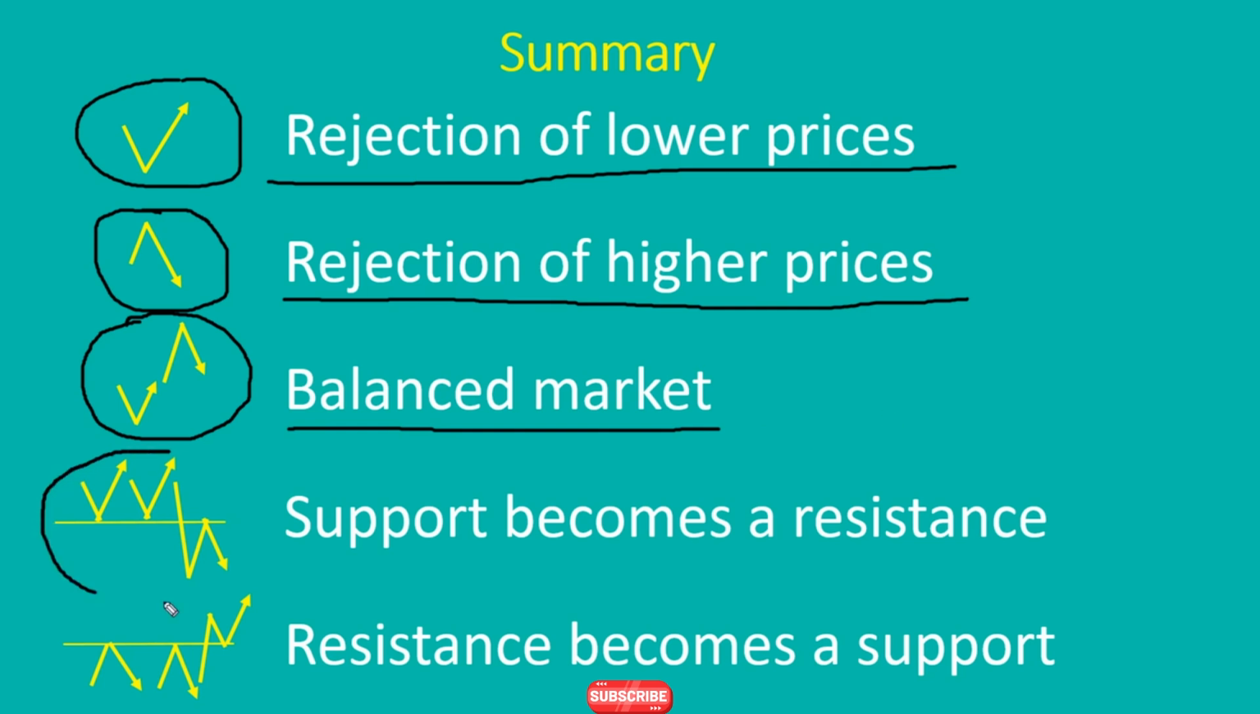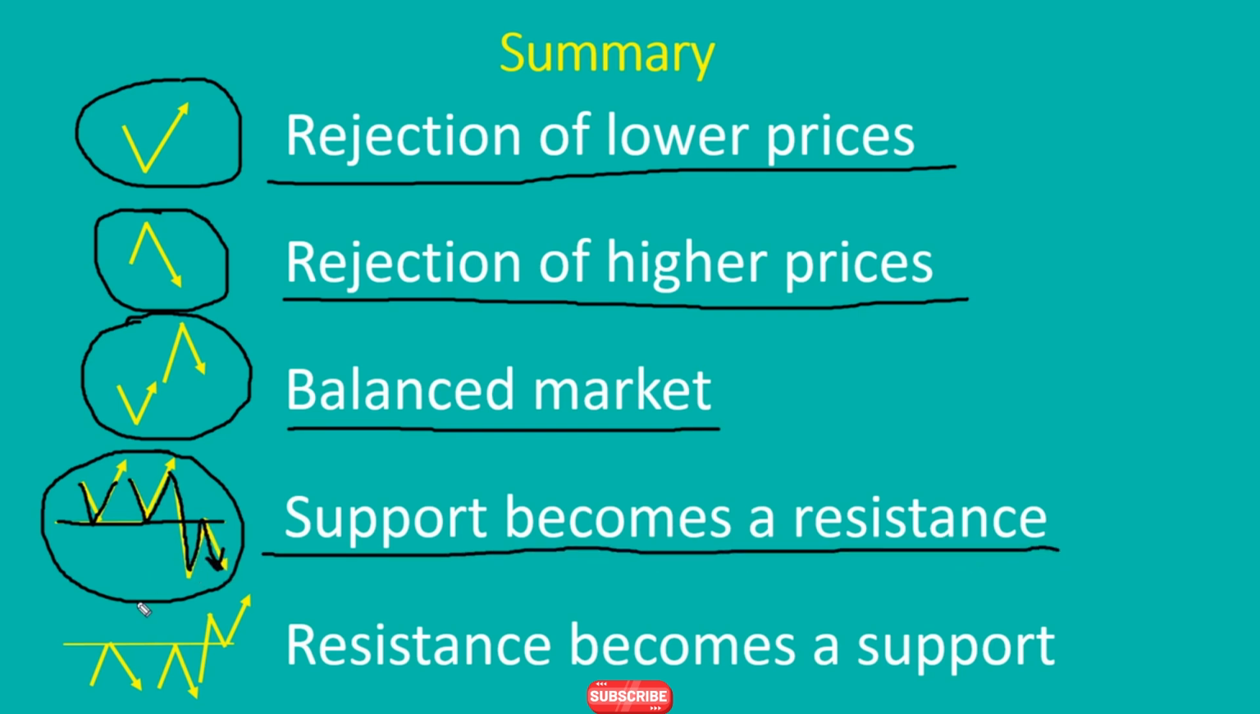Now this is how support, which becomes resistance, looks like. As you can see, this given price level was support, then the price went past it, it became a resistance. Alright, so support becomes a resistance.